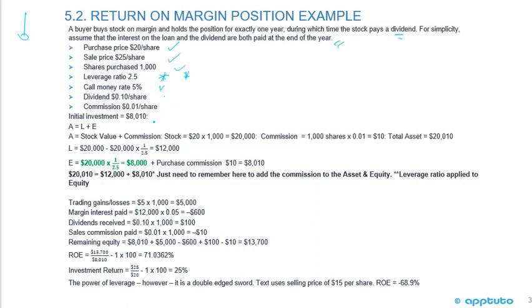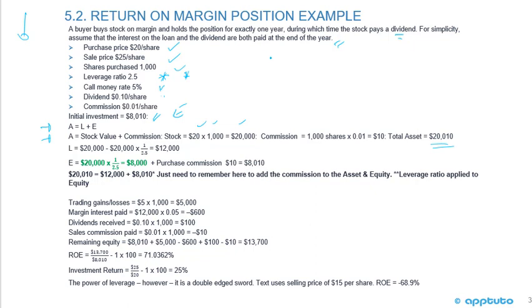You can see our initial investment is going to be $8,010, and that's not the value of the A, that's the value of our E. I'm going to show you how we run through that. Assets equals liabilities plus equity. The asset is the stock value plus the commission. So it's $20 times 1,000, which is 20,000, and our commission is 1,000 shares times 1 cent per share, which is $10. So our initial asset is $20,010.